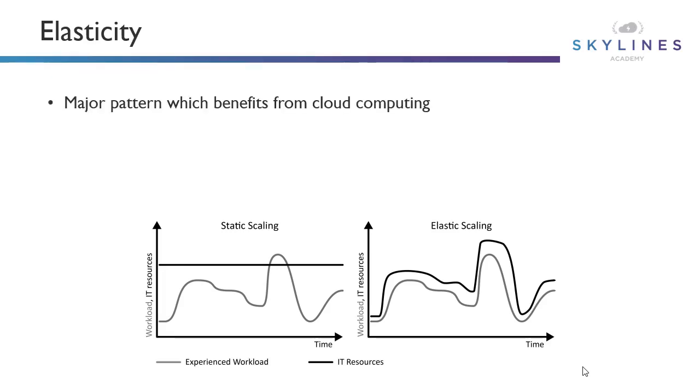Another major pattern which benefits from cloud computing is elastic workloads. These workloads, typically as you can see on the right-hand side of the image here, allow us to change the workload resources based on the workload requirements in itself. A static scaling option, which typically we would find on premises, has fixed resources available to us, and so we over allocate the resources, trying to account for that peak to make sure we have enough resources for it.